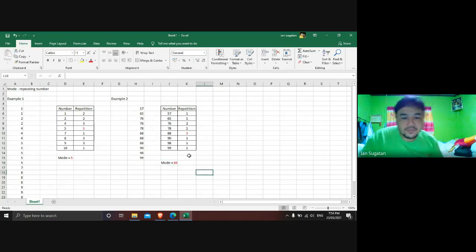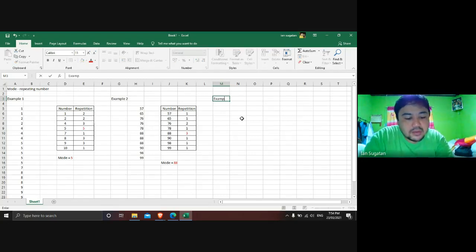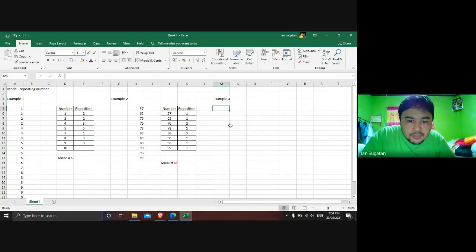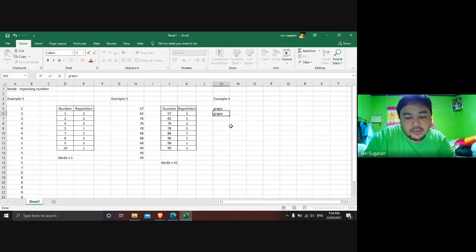Okay, guys? Okay. So another example here is not counting numbers. If you have example number 3, and it's not numbers anymore. Let's go back to grape. Grape, orange, apple.